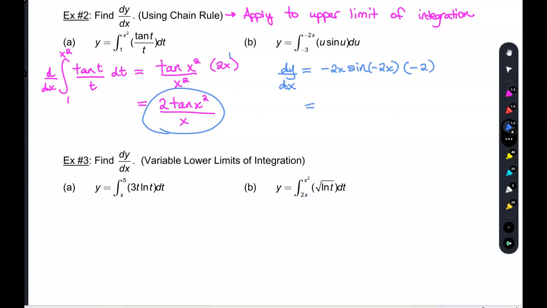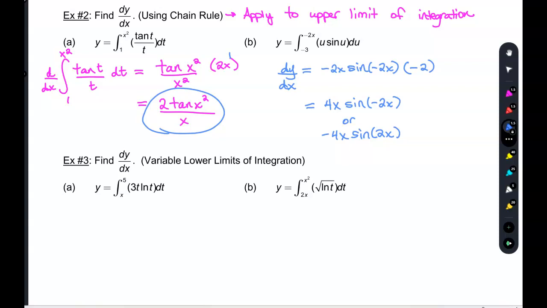So what do we get? Now, someone in the other class also asked if you could take that negative out in front because sine is an odd function. You can. You don't need to, though. So if you wrote negative 4x sine of 2x, it's the same thing. It's just not necessary.